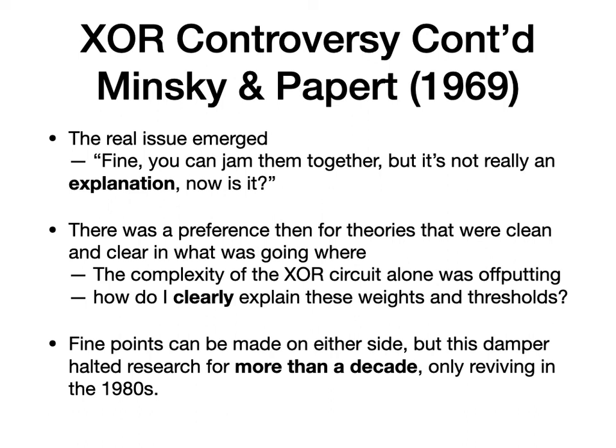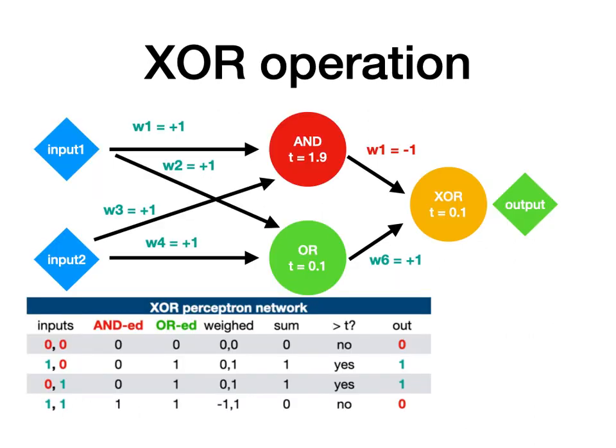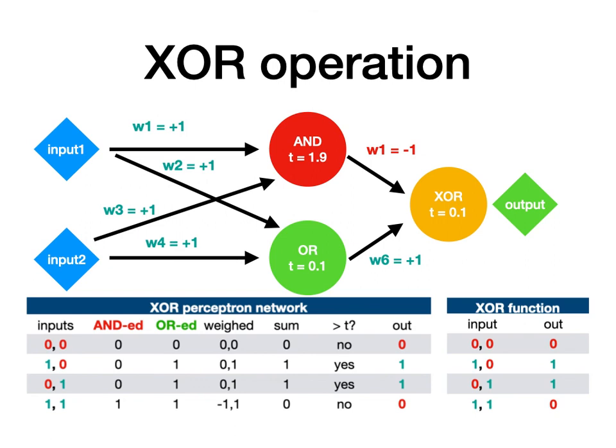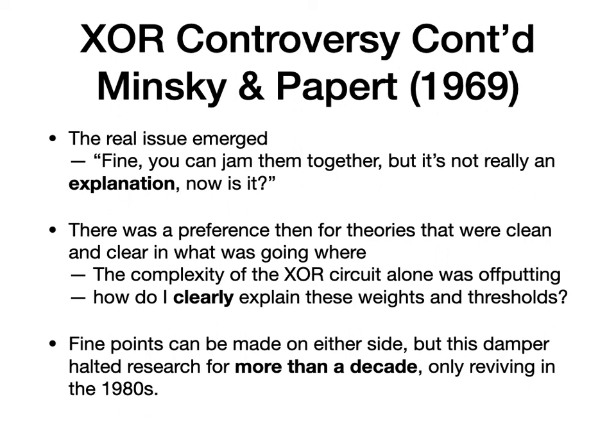The complexity of the XOR circuit alone was off-putting. I didn't even want to explain this to you, right? Not fully, because it's a lot of numbers and they're all kind of interconnected. It's a network analysis of a thing that is kind of hard to put into just straight up normal words. So you can kind of see where they're coming from.